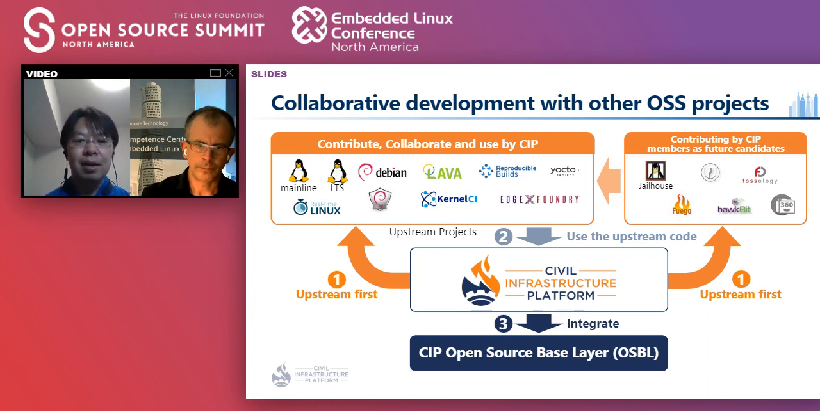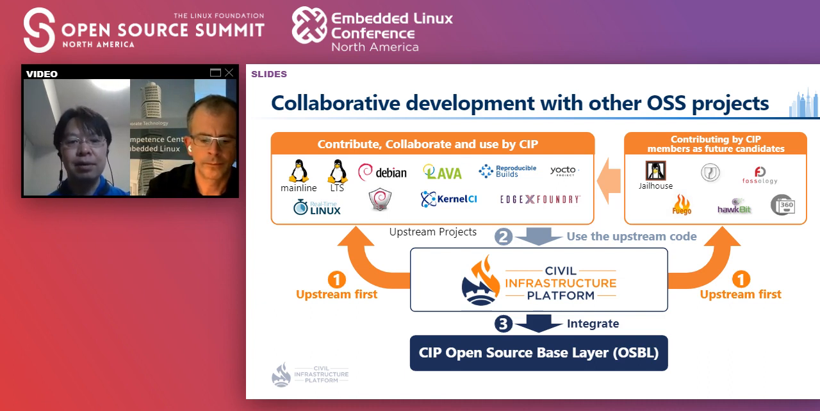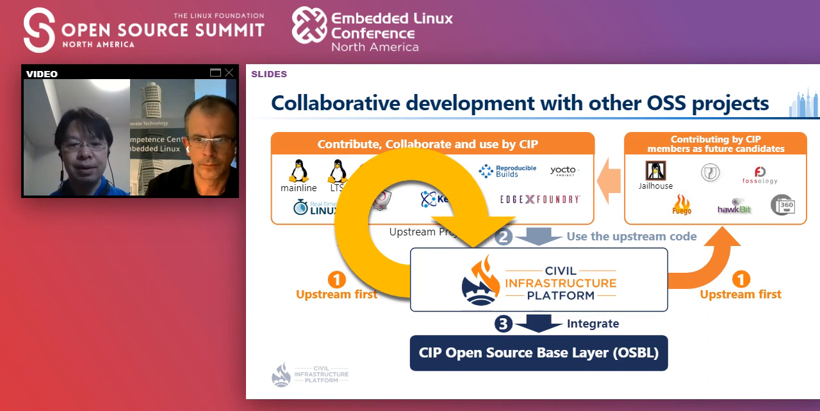So on the left side corner, there are many projects contributed to by CIP. We also have other projects of interest like software update or real-time hypervisor or something like that. So these kinds of innovative projects are currently being considered for use by CIP members as future candidates in the CIP base layer. So this is the structure of how we work with the upstream community and also create the open source base layer. So this circle is most important for us to create our open source base layer for industrial systems.